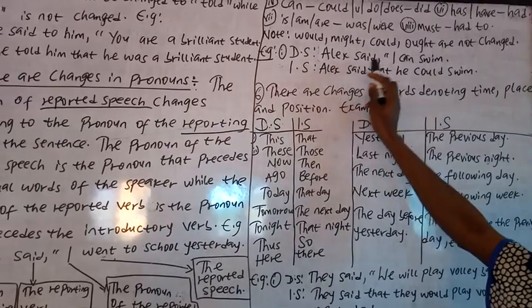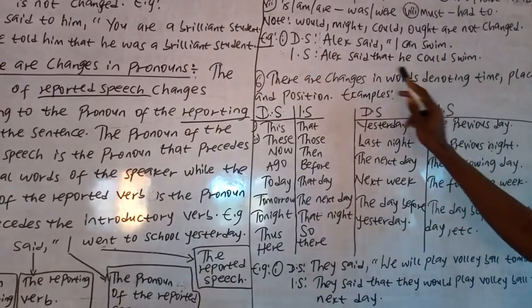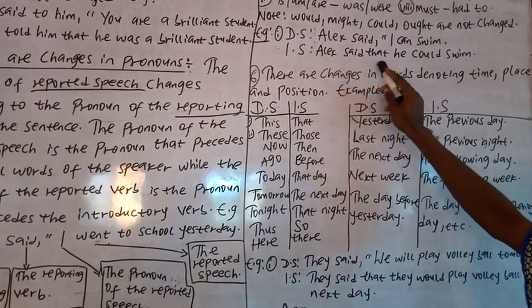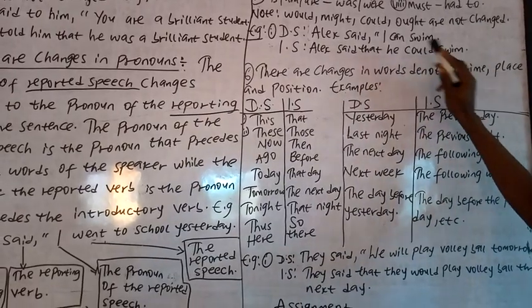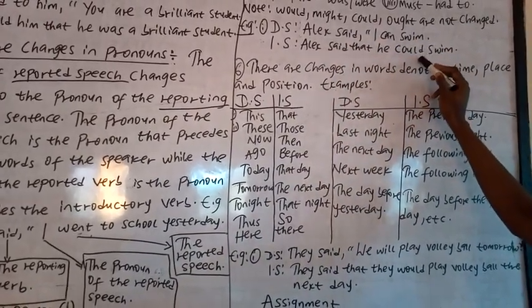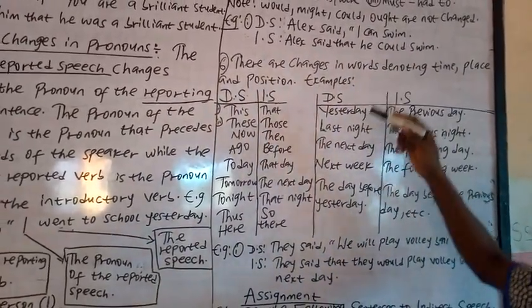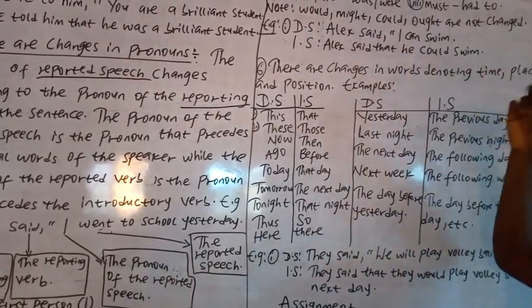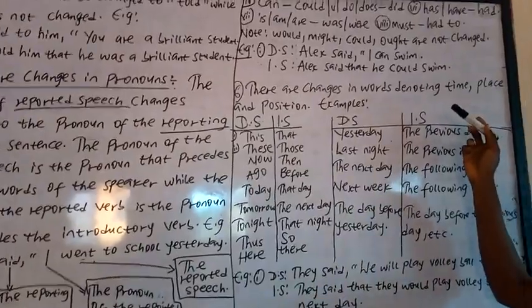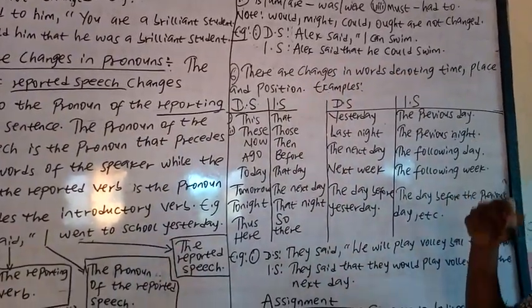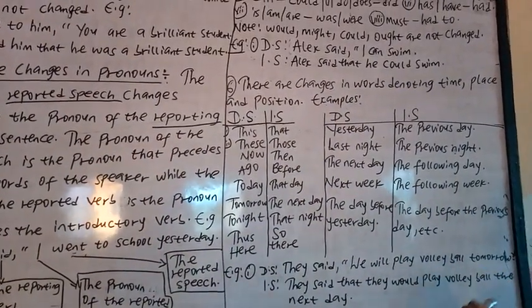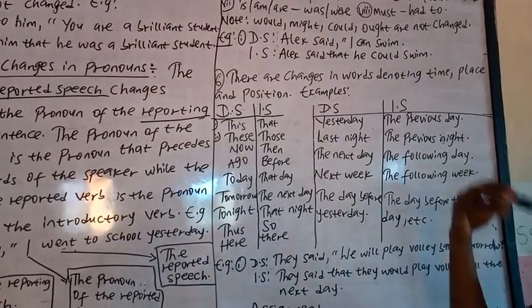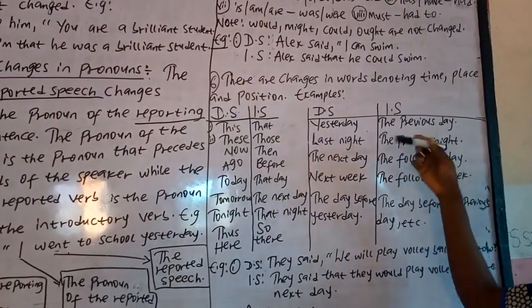Example, Alex said, "I can swim." Now becomes, Alex said that he could swim. Can changes to could. Then if you have, Alex said, "I might travel to Abuja tomorrow," it will now become, Alex said that he might travel to Abuja the next day.